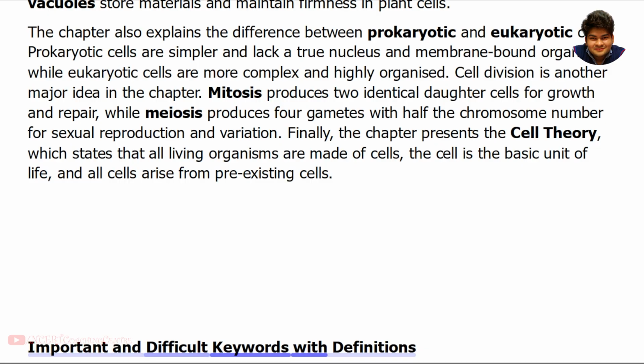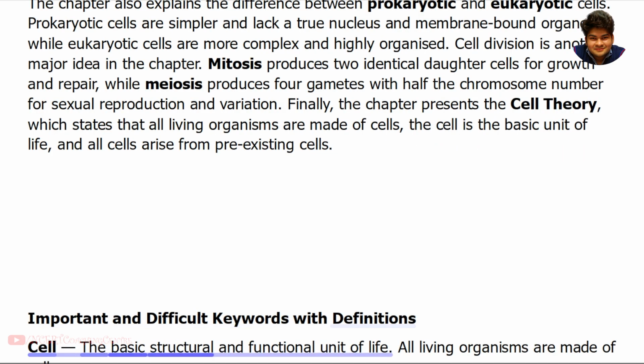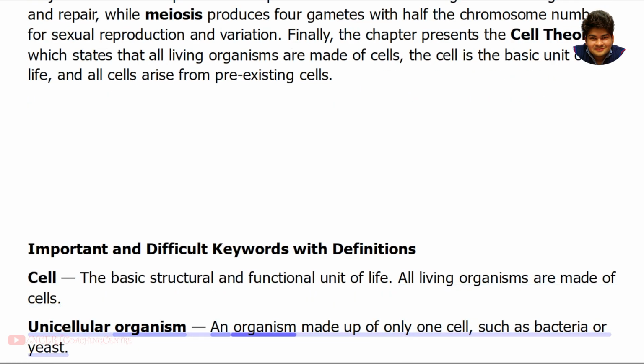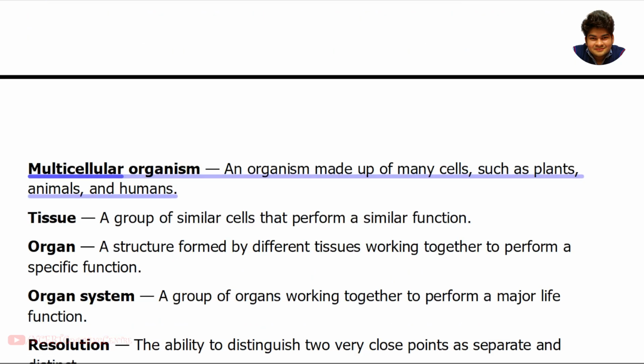Important and difficult keywords with definitions. Cell, the basic structural and functional unit of life. All living organisms are made of cells. Unicellular organism, an organism made up of only one cell, such as bacteria or yeast. Multicellular organism, an organism made up of many cells, such as plants, animals, and humans. Tissue, a group of similar cells that perform a similar function. Organ, a structure formed by different tissues working together to perform a specific function. Organ system, a group of organs working together to perform a major life function.